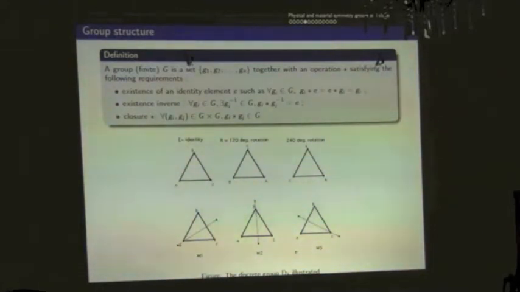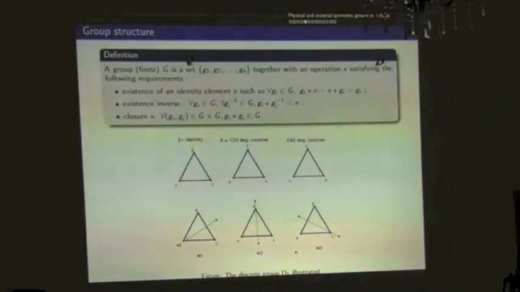This kind of group is called non-commutative, because if you take one rotation plus a mirror, it will not give you the same structure as a mirror followed by a rotation. It can be observed in your table, because the product table will not be symmetric. So your group is not commutative.